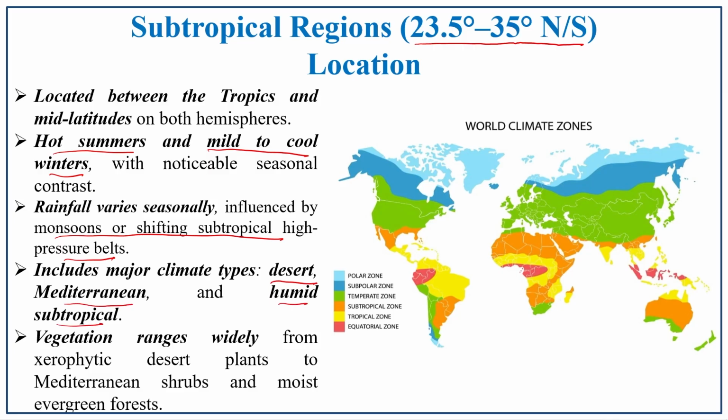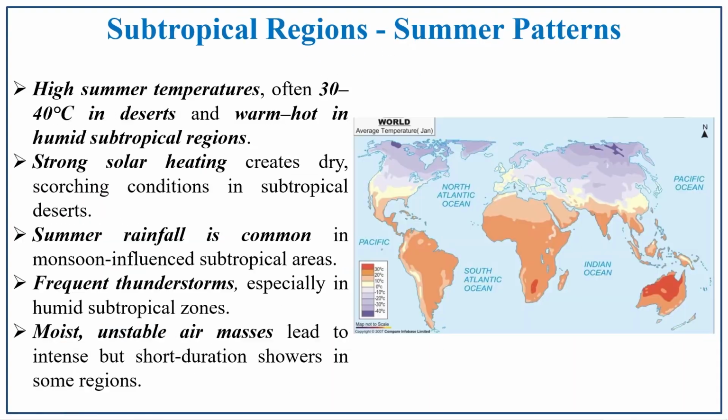Vegetation ranges widely from xerophyte desert plants to Mediterranean shrubs and moist evergreen forest. So, this is the condition because some regions might experience desert conditions. Because of that, xerophytic plants, drought resisting shrubs and the ecological biological life will be prevailing in the subtropical region. What is the summer pattern of this region?